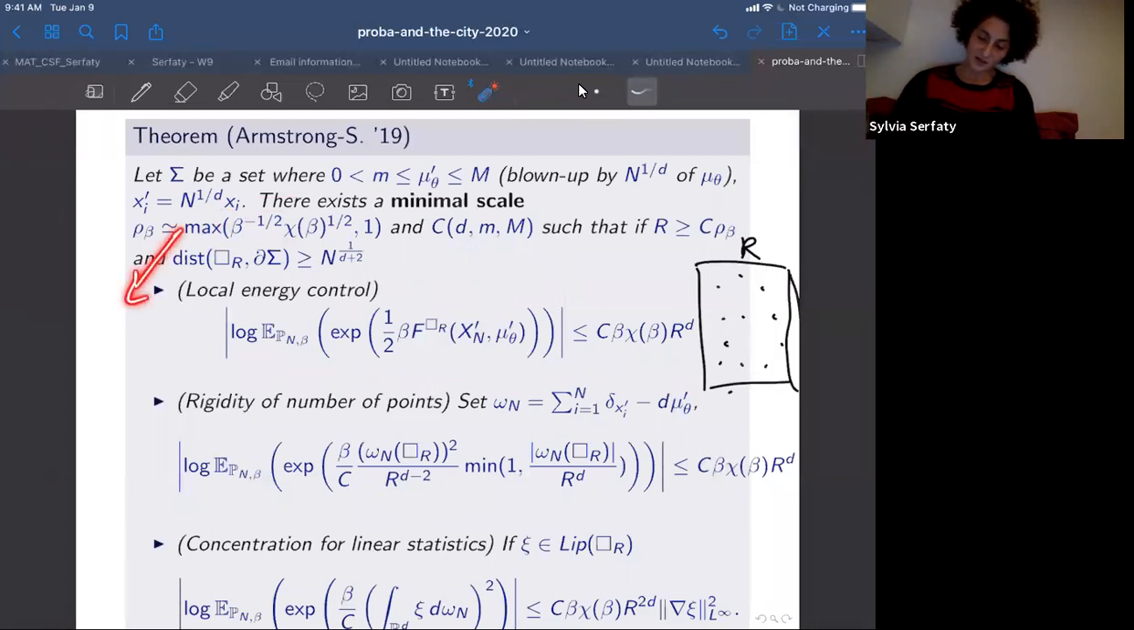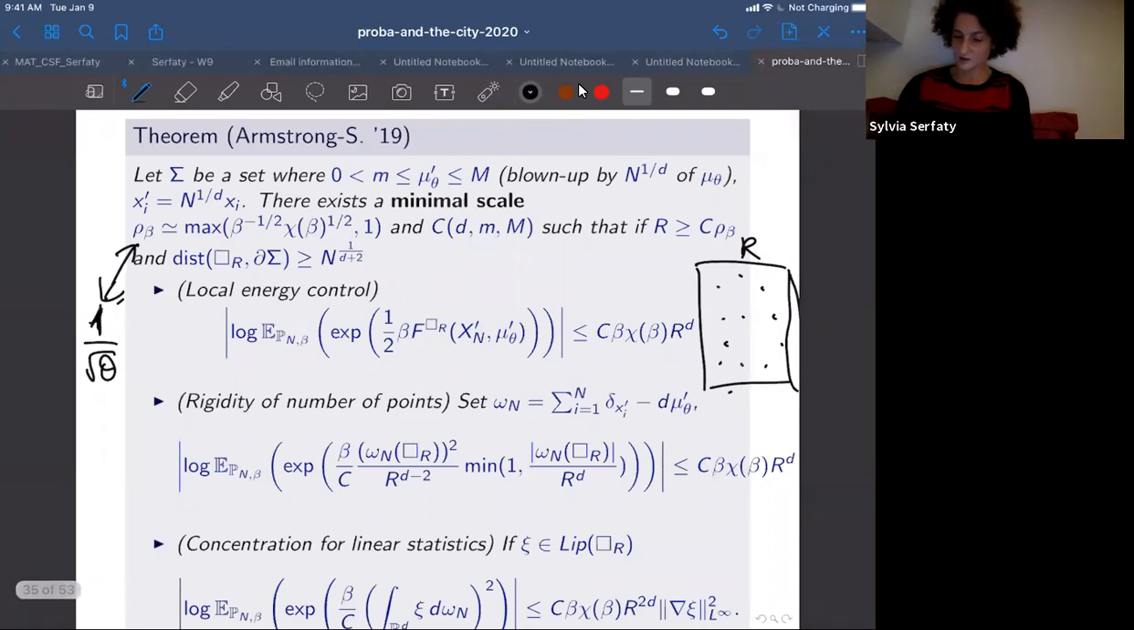And this scale, in fact, is roughly the same, up to logarithmic corrections, as the one I was describing above, 1 over square root theta, in normal scale coordinates. That's why I was saying 1 over square root theta is also the minimal length scale for microscopic rigidity. Okay, so what do we get down to this scale?